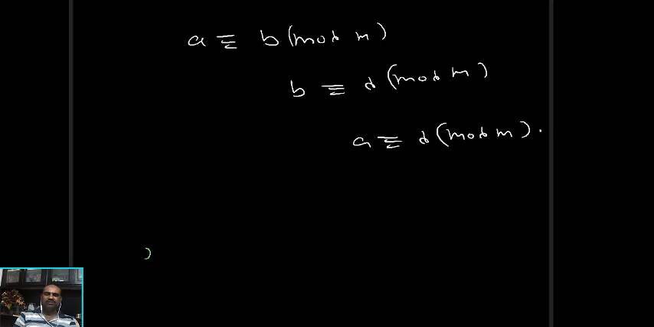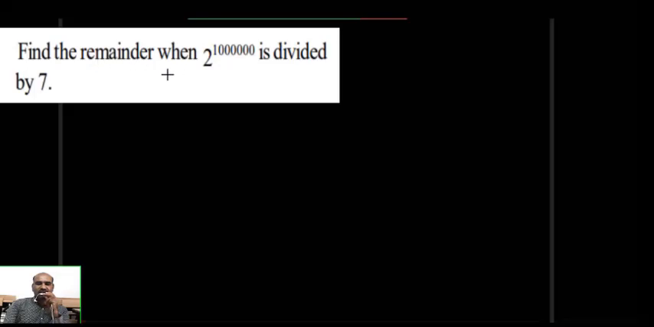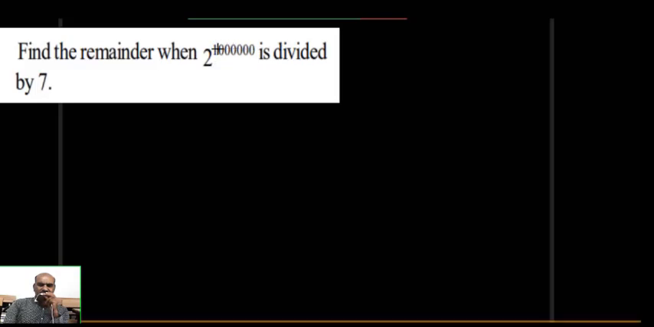Another important note, students: A congruent to B modulo M, and A and B are natural numbers and M is a natural number, and B is less than M, then I can say that B is the remainder when A is divided by M. The question is, find the remainder when 2 power 10 power 6 is divided by 7.